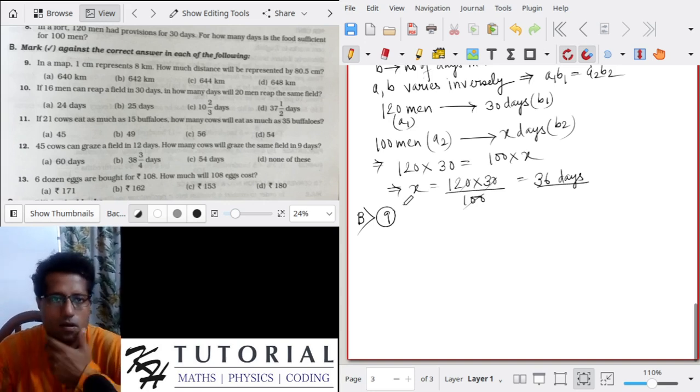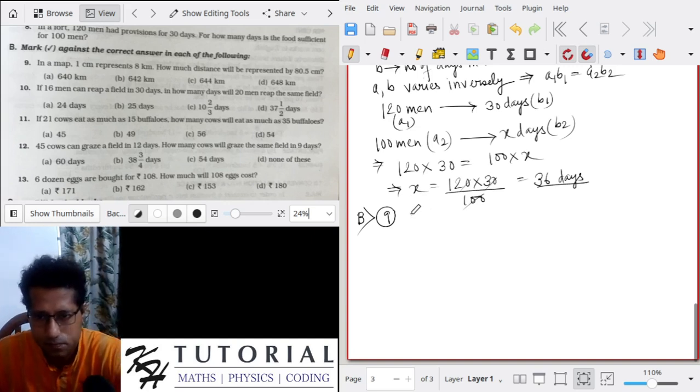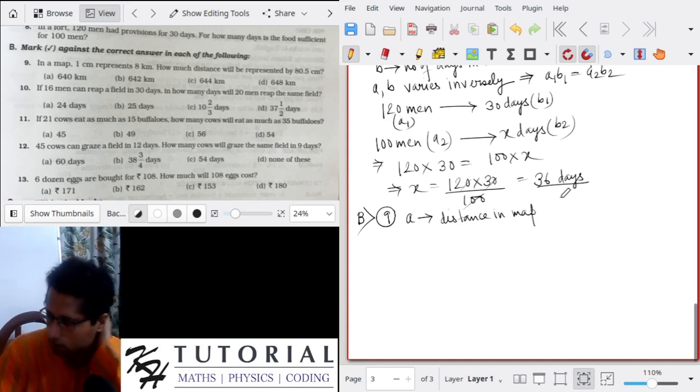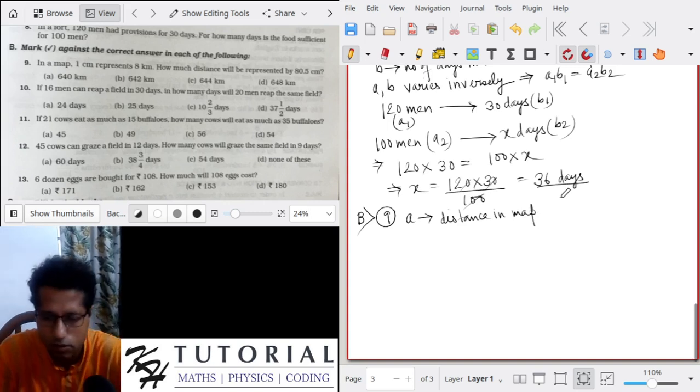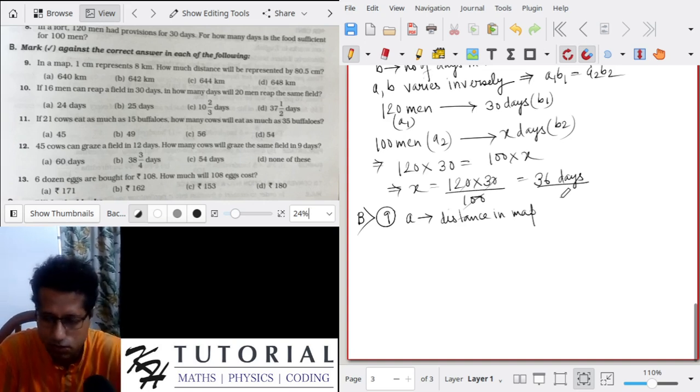It says in a map 1 centimeter represents 8 kilometer. How much distance will be represented by 80.5 centimeter? So A is distance in map. So the concept of map, we have solved this kind of problem many times. The concept of map is that a small distance in map actually corresponds to a very large distance in real life, in actual. So maybe the distance between 2 cities in a map is 1 centimeter or 2 centimeter, but actually in real life the distance between those cities could be 100 kilometer or 200 kilometer.